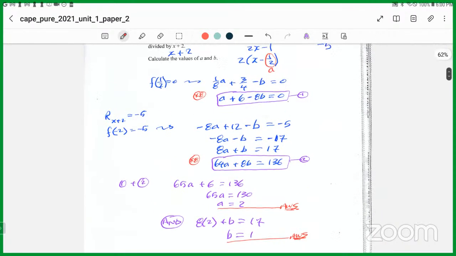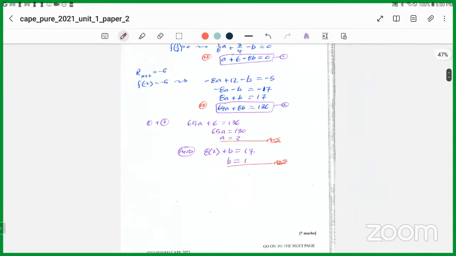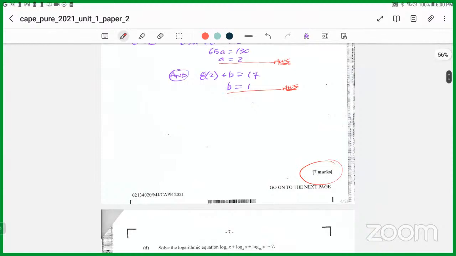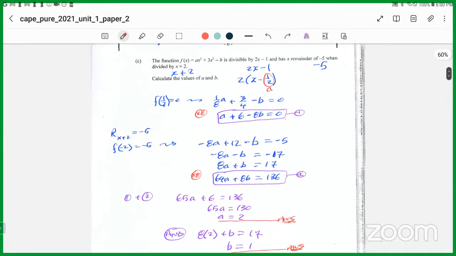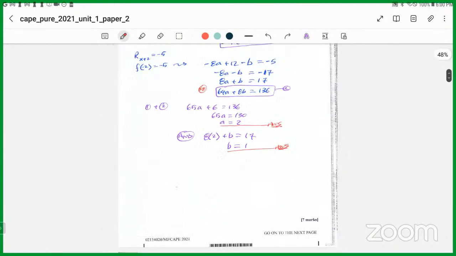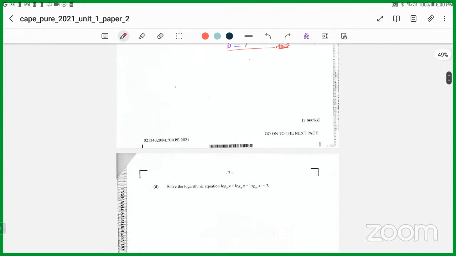That is it. That's a CAPE exam paper now. 7 marks I give for that, you know. This is like a baby question in a CAPE paper, Unit 1. All right? So y'all get the drift. This is really easy stuff. I tell you, it's easy stuff.